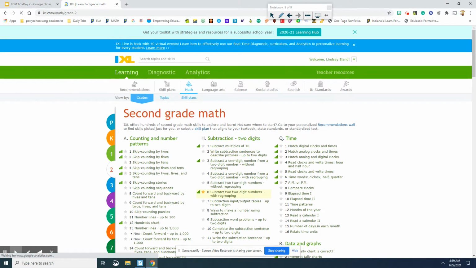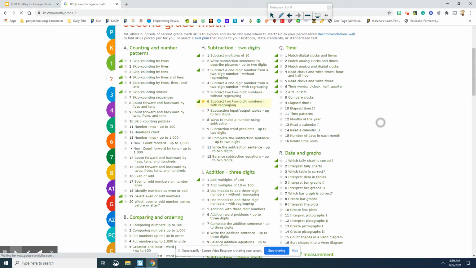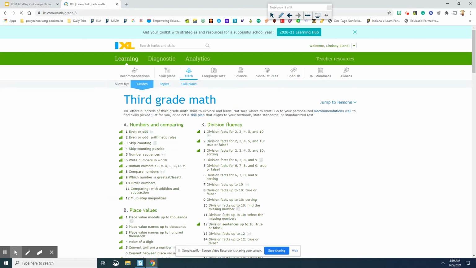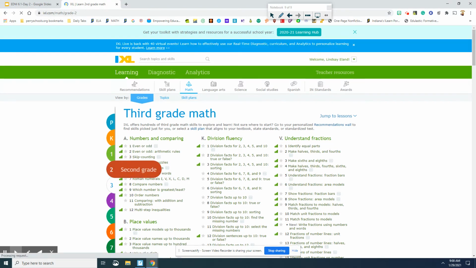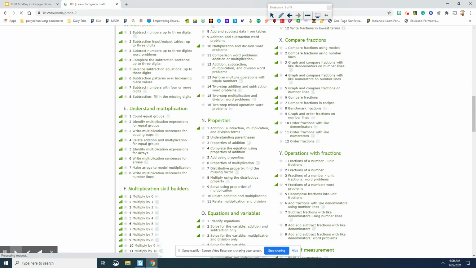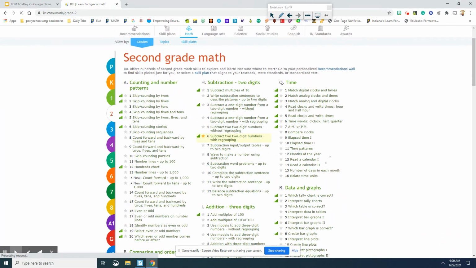Sometimes you might just get to this page, but it'll be third grade. So you're going to want to click over on the left side to make sure you're in second grade. Once you're in second grade, you're going to H6, which is right here.